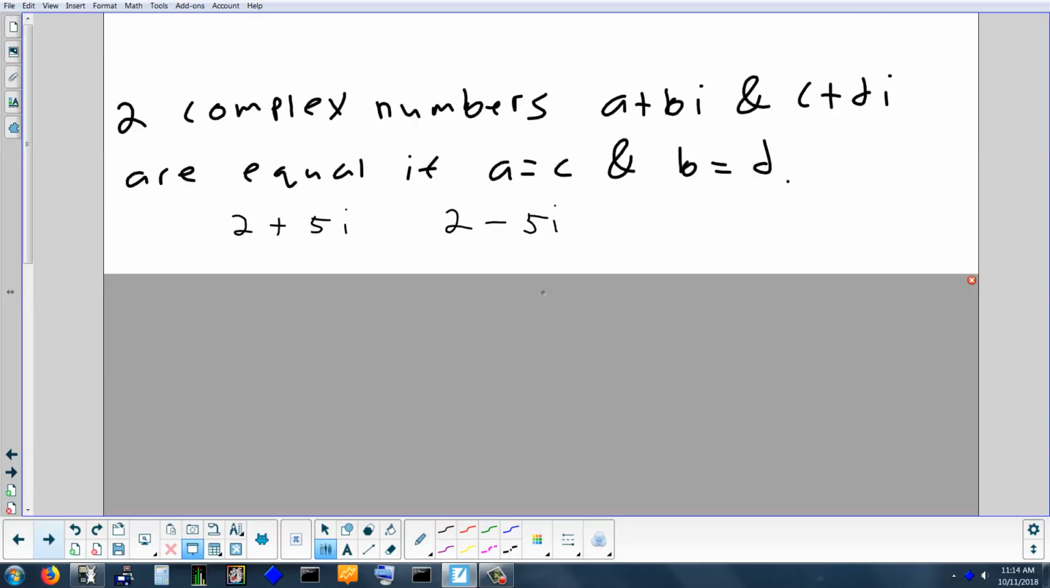Now, if I said 2 plus 5i and 2 minus 5i, you look at it and you're like, well, the real parts match. Yeah, but the imaginary parts don't. So you wouldn't say that, well, they're half equal. No, they're not equal at all. Okay? For two complex numbers to be equal, you got to have the real parts match, and you got to have the imaginary parts match.